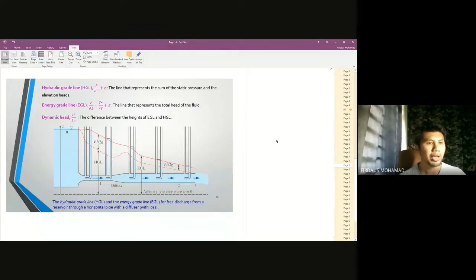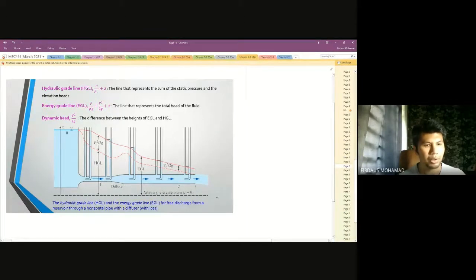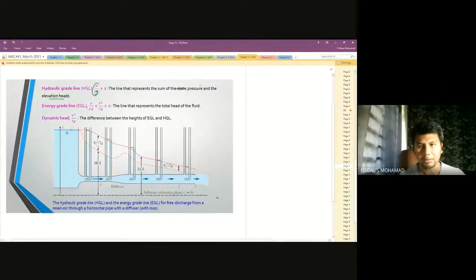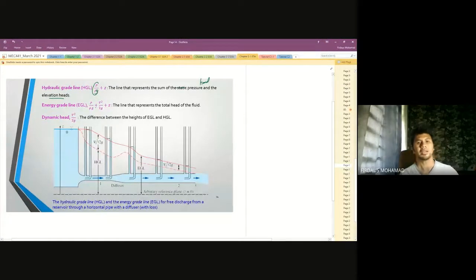Okay, and then dynamic head. So what is the hydraulic grade line? The hydraulic grade line represents the sum of the static pressure, P over rho. P over rho G, I missed that. P over rho G and the elevation: the sum of the static pressure or pressure head with the elevation head. The static pressure is the pressure head, because we use head. P over rho G is head. Okay, pressure head with elevation head. So this is the hydraulic grade line.